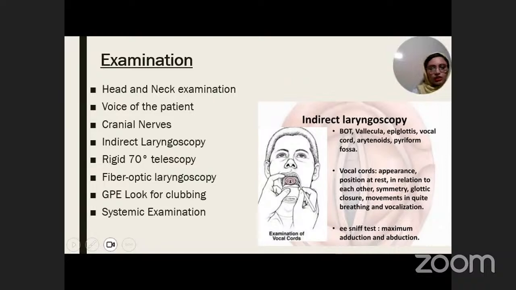Indirect laryngoscopy can easily be performed in OPD, by which we can assess maximum adduction and abduction of the vocal cords via the e-sweep test. However, direct visual examination of the larynx with flexible fiberoptic laryngoscopy provides valuable information with respect to the possible etiology of vocal cord paralysis. General physical examination is also important, like if clubbing is present, it means the underlying cause is bronchogenic carcinoma. Systemic examination like CVS, GIT, and chest examination should be done to rule out underlying etiologies.